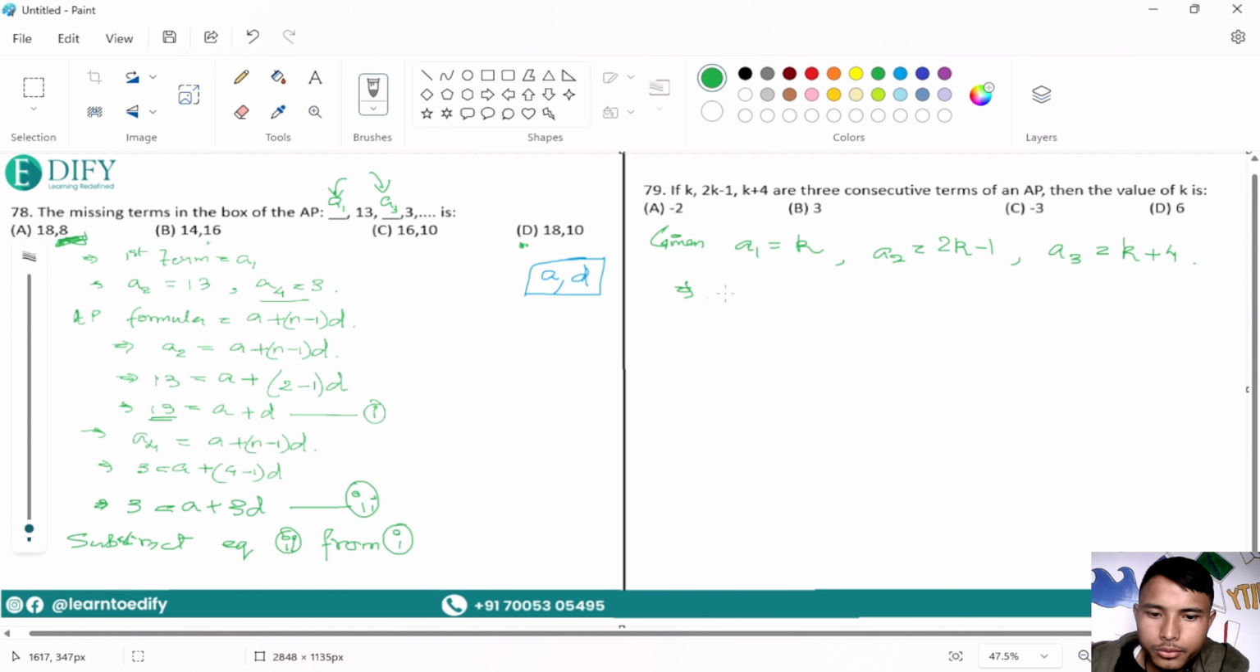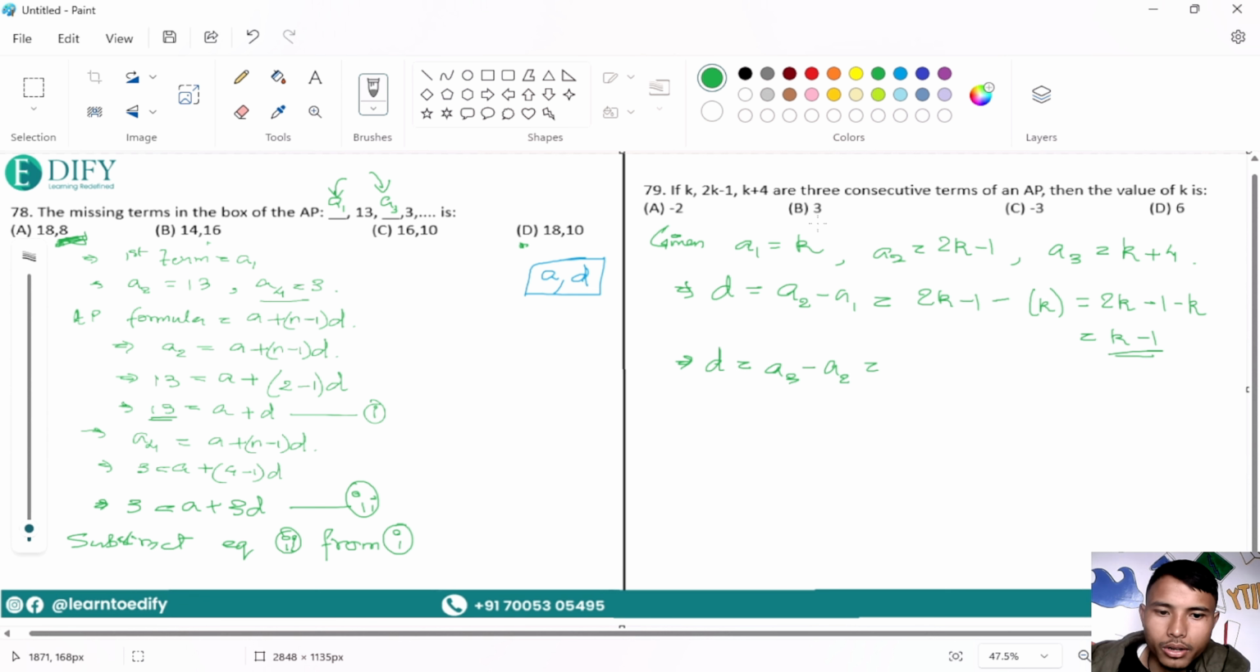Now first find d, the common difference. Isn't it a2 minus a1? So a2 is 2k minus 1, minus k. So 2k minus 1 minus k. 2k minus k is nothing but k, correct? So k minus 1. And then next, we find a3 minus a2.